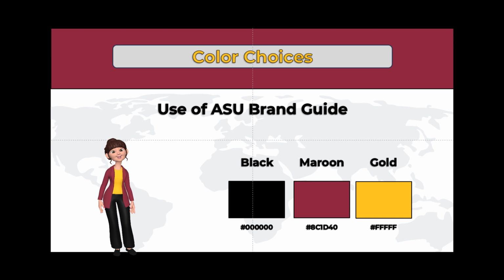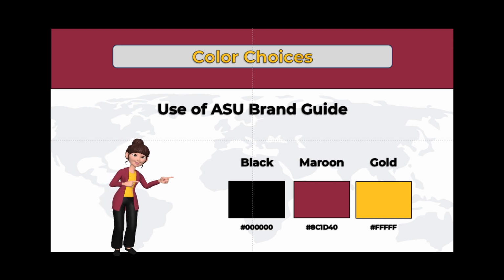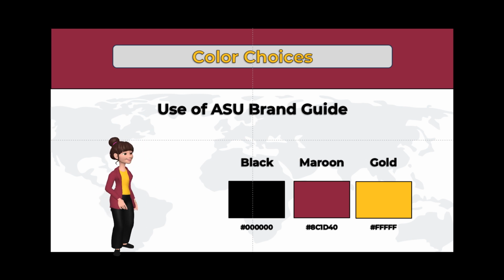I adhered closely to ASU's branding guide to ensure consistency and brand recognition. The primary colors used are maroon, gold, and black, which are synonymous with ASU. These colors not only represent the university's identity but also help in creating a cohesive and professional look.